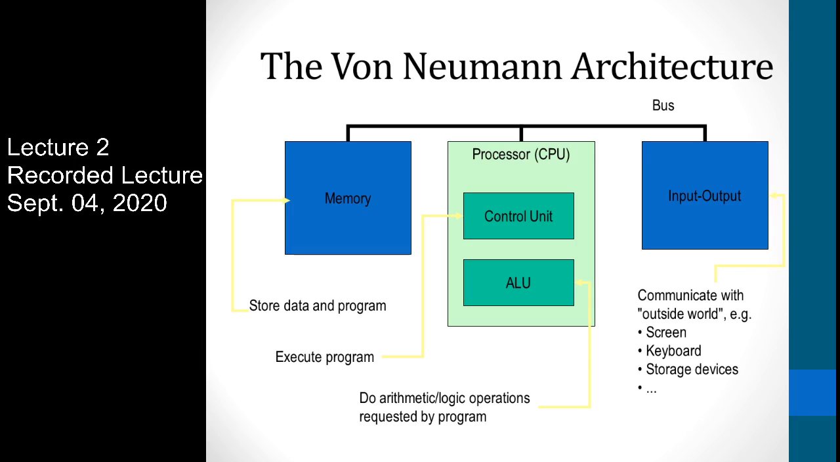Kumbaga ganito. Si control unit yung bahala mag-execute, si arithmetic and logic unit yung bahala magbigay ng instruction kung paano siya i-execute. Siya ba i-add? Siya ba ay pagko-compare? Less than or greater than? Siya ba i-divide? Siya ba i-multiply? Ang magbibigay ng instruction na yon is si arithmetic and logic unit.